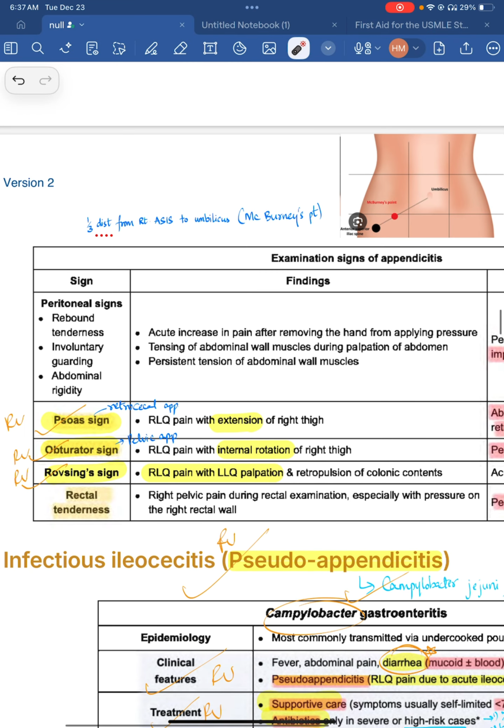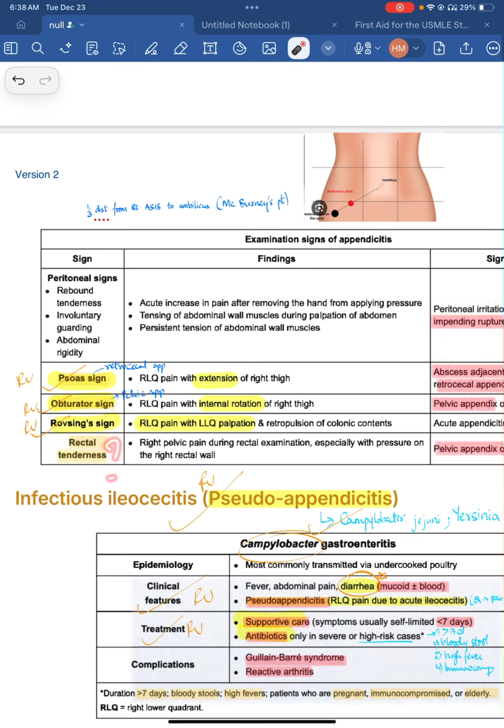When you palpate the left lower quadrant and you have pain in the right lower quadrant, it is called Rovsing sign. You have rectal tenderness. What is rectal tenderness? When you are doing a rectal examination, the patient has right pelvic pain, especially when there is pressure on the right rectal wall. It is called rectal tenderness.